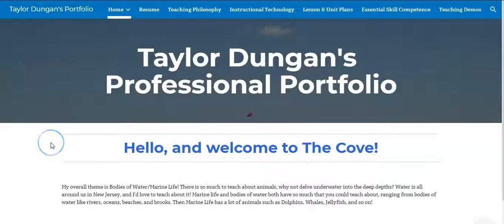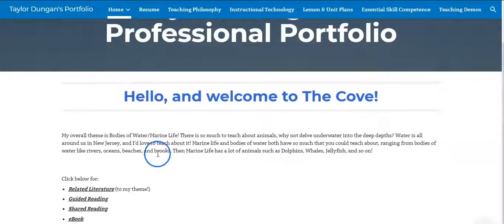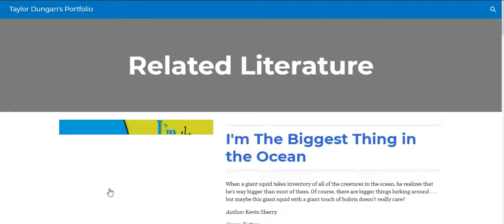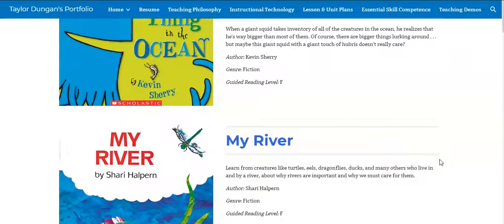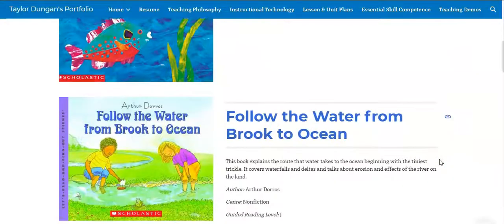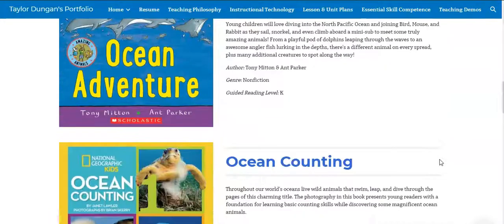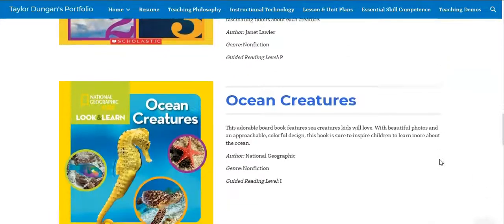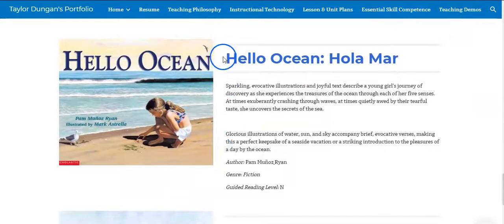So we start off with the home page, which has my related literature tab, which is where we're going to start. In this tab, this is my collection of books that relate to my theme of the ocean. I've included a variety of book variations, such as Follow the Water from Brook to Ocean, as well as other books to accommodate English language learners and other emergent readers. One of the books in particular is Hello Ocean, or Hola Mar.